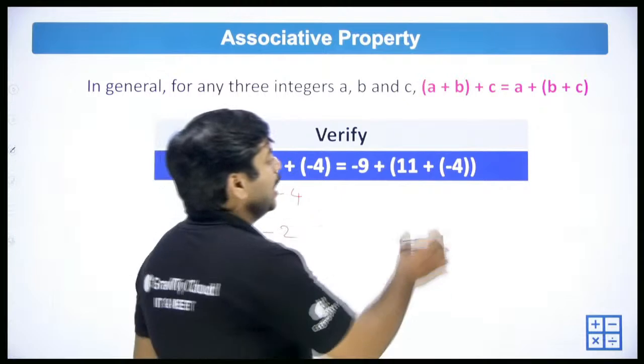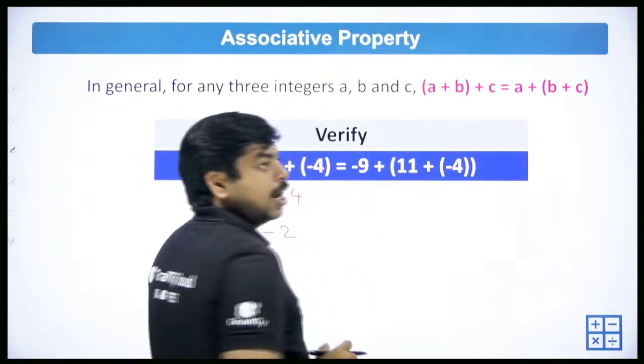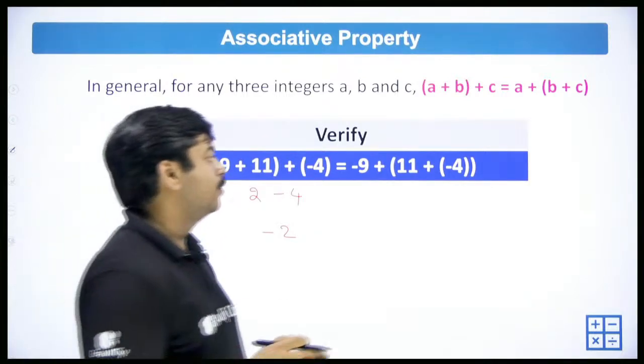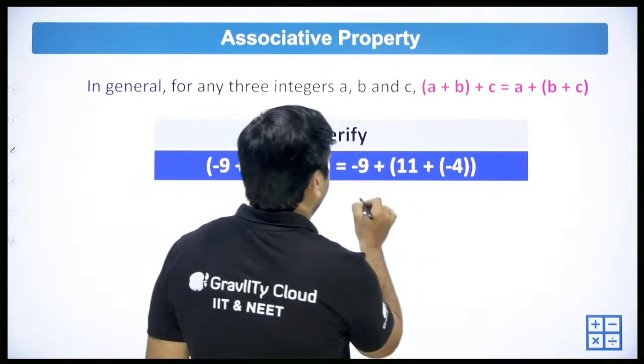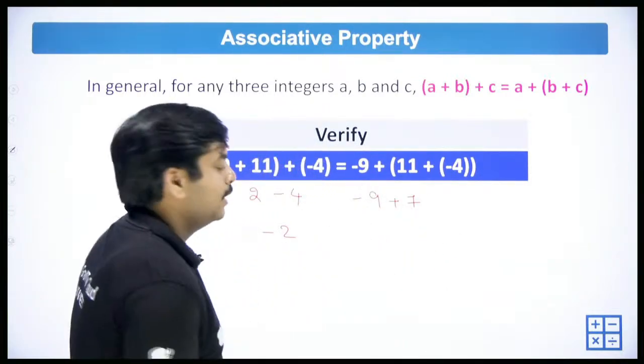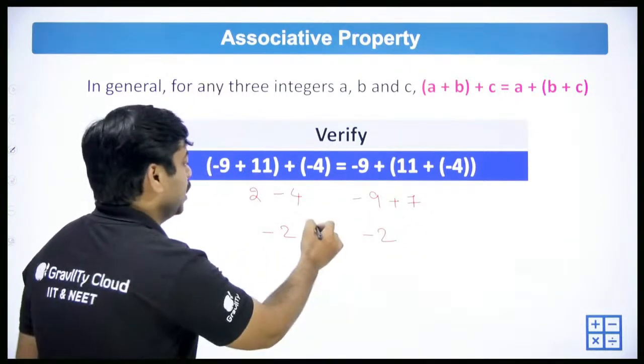What about the other one? First let us calculate 11 minus 4. How much is 11 minus 4? It is 7. So what we are getting is minus 9 plus 7. What is minus 9 plus 7? It is minus 2. So are these two the same? Yes, these two are equal.